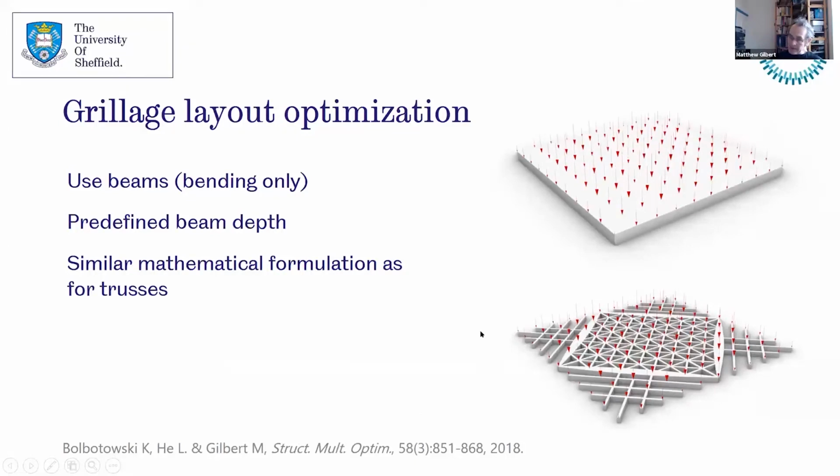Final thing I mentioned, I think, was grillage optimization. Fortunately, we can apply exactly the same approach as we apply to trusses to beam grillages. So this is arrangements of beams to carry specified loading. The assumption is that the beam has a predefined depth, and we're now looking at effectively the width of the beam. And we published details of this a couple of years ago in Structural and Multidisciplinary Optimization.